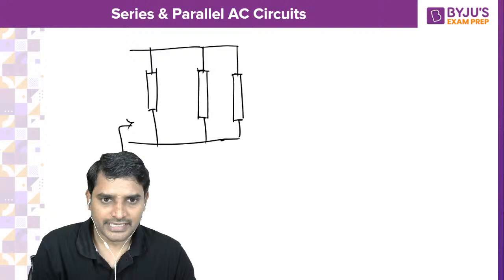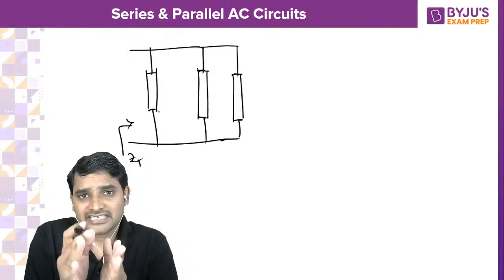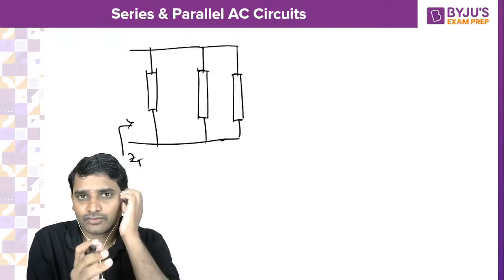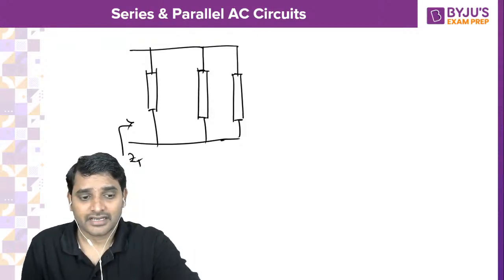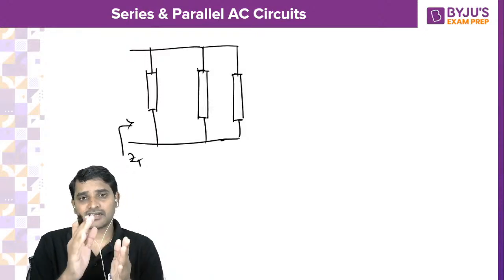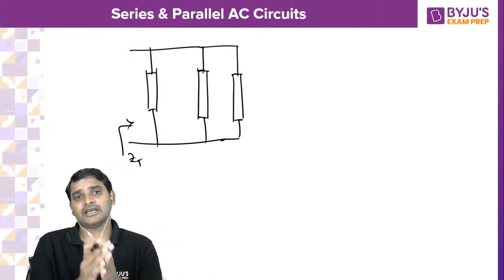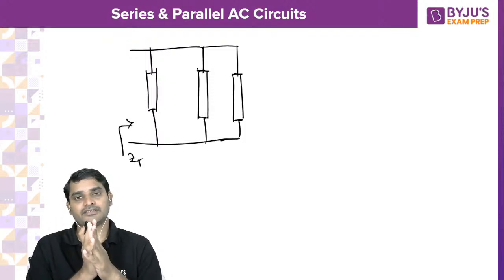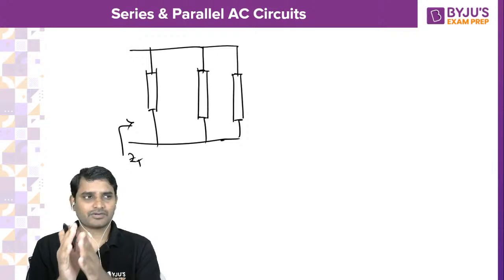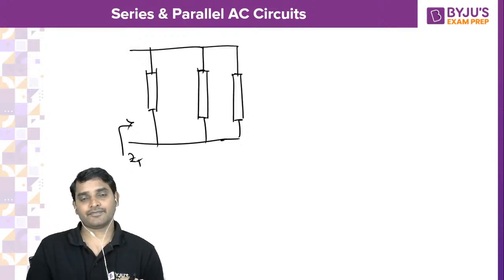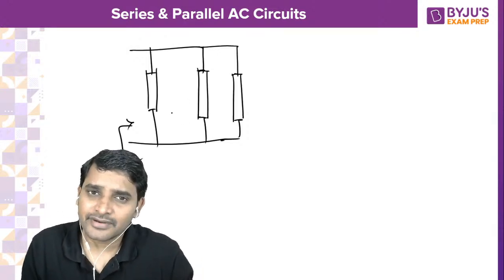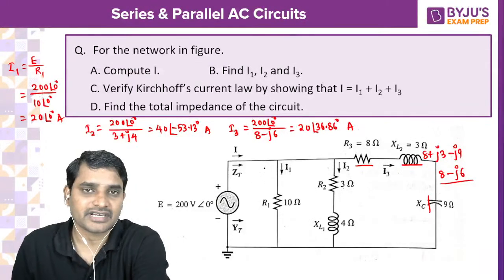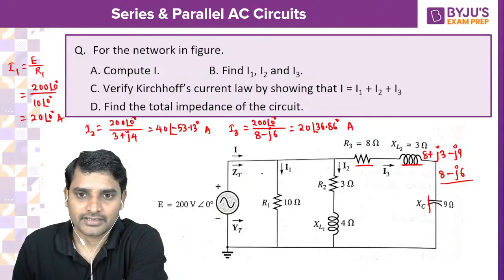I want ZT. If three branches are there like R1, R2, R3, so what will be the ZT? It will be R1 R2 R3 divided by R1 R2 plus R2 R3 plus R1 R3. Or otherwise you can take up individual branch admittances, whichever way you are comfortable. Okay, so let us do it.